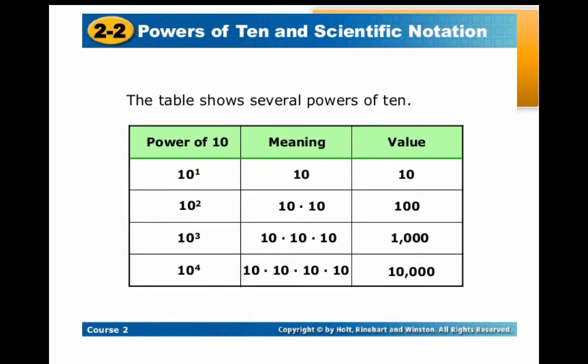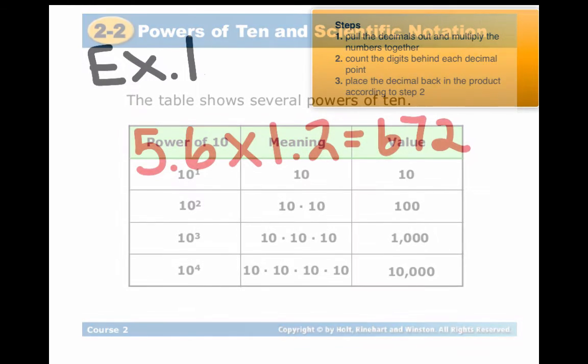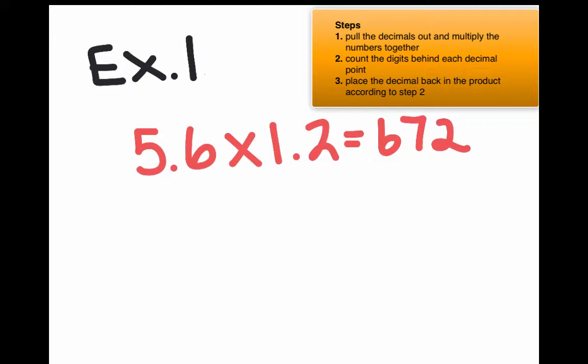Powers of 10. 10 to the first power is 10. 10 to the second power is 100. Those are powers of 10. When we're multiplying or dividing by powers of 10, we're simply just moving the decimal point. When we're multiplying, we're moving the decimal point to the right. And when we're dividing, we're moving the decimal point to the left.